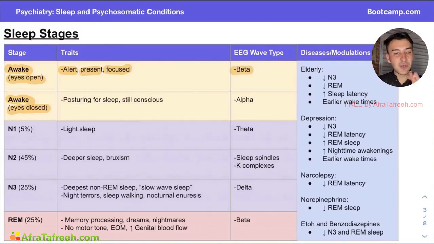But don't worry, guys, you don't have to know what a beta wave looks like. We will talk about certain waves that you have to know. Beta waves are not something that you have to be able to recognize on EEG. You just have to know that beta waves are associated with this awake stage, eyes open sleep.